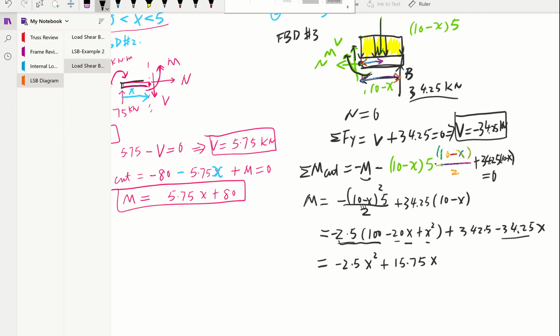Then let's look at our constant term. This will give us negative 250 plus 342.5. The answer I have here is 92.5. And all those are going to be our bending moment, which has a unit of kilonewton meter. So that's our bending moment.